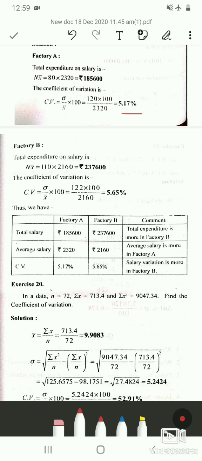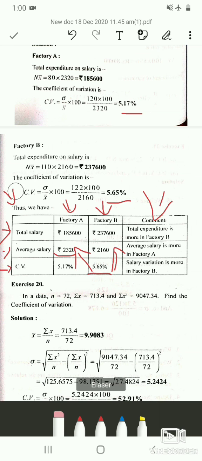And then the last question was, which has more variation in salary? Check for the value which is higher in terms of coefficient of variation. 5.65 is obviously greater than 5.17, so we can say salary variation is more in factory B. That is why, even though the average salary has a higher value for factory A, the mean value is less for factory B because there is more variation.